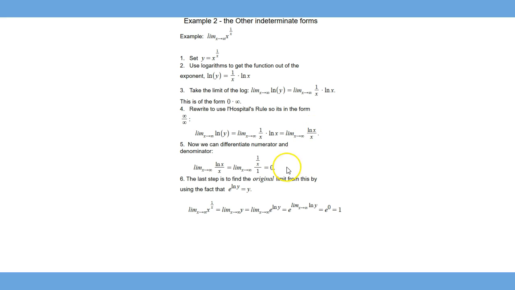Now we use L'Hopital's and differentiate the numerator and denominator. And taking that limit, I get 0. So now I need to remember that was the limit of the logarithm, not the limit of the original problem. So substituting e to the ln of y for y, I get e to the 0, which is 1. So that is the answer to the limit as x goes to infinity of x to the 1 over x.